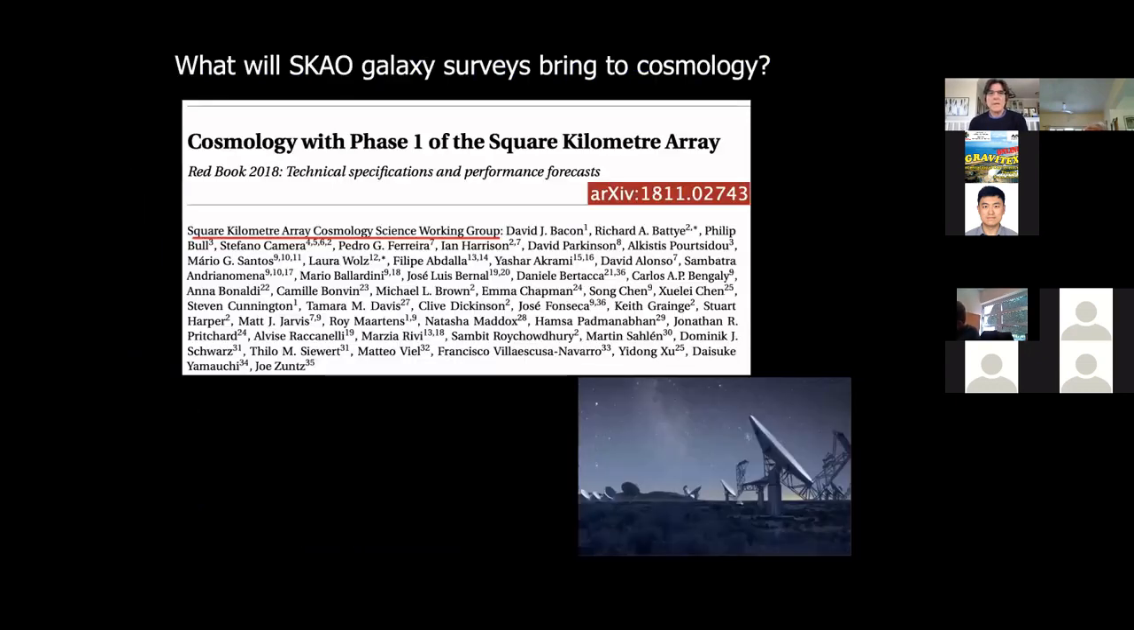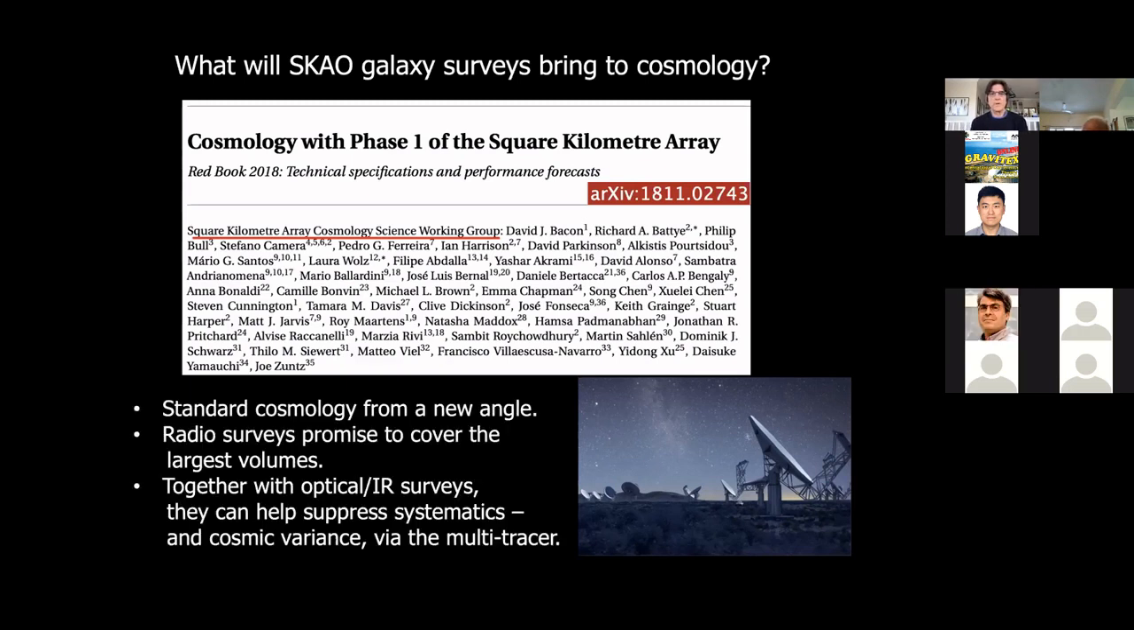So what in particular does SKAO bring, which Euclid, DESI, LSST, and the others don't bring? Well, simply because it is operating in the radio as opposed to optical and infrared. And the Red Book produced by the Cosmology Science Working Group of the SKAO, which came out in 2018 or 2019 in its really final form, collects together the new science that is realistically forecast to be conducted by the SKAO.